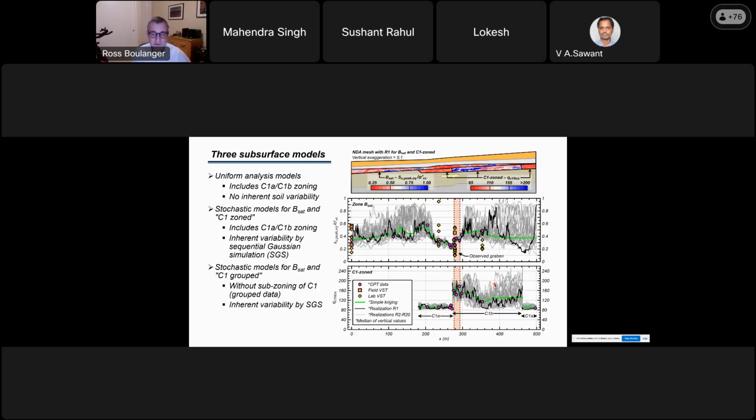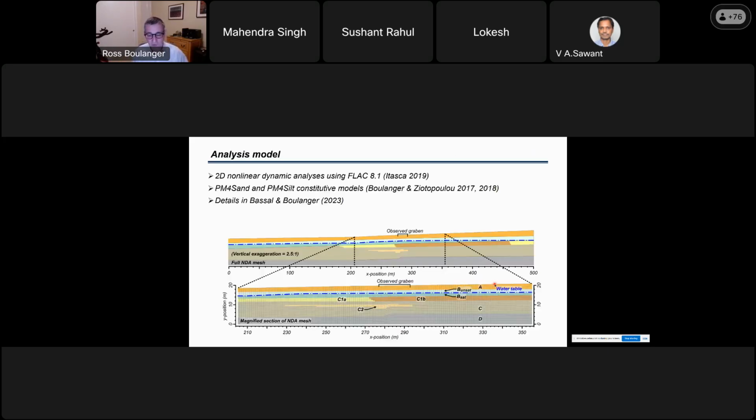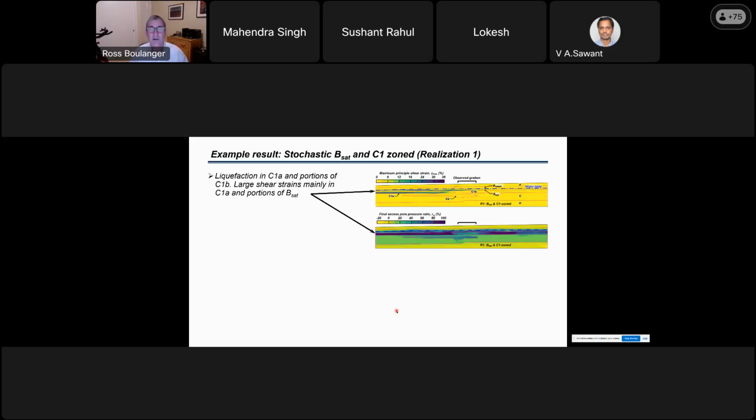Math won't save you. You have to get the geology right. So we run these stochastic and uniform models in FLAC, PM for sand and silt, and this is our model shown here on the bottom. One result, top figure is showing maximum shear strains for the Northridge earthquake.